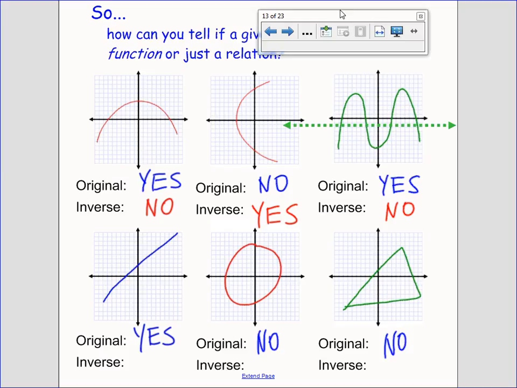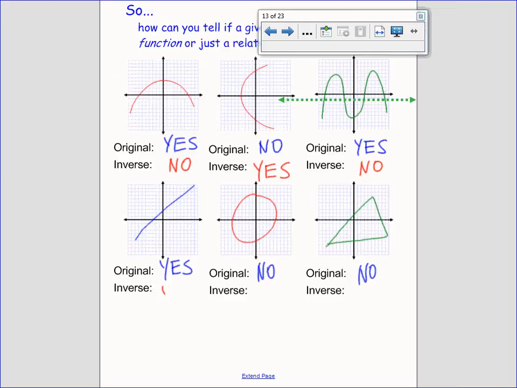Okay, what'd you guys come up with? Carson and Dakota. Yes. Keep going. Raise your hand if you had yes, no, no for is the inverse a function. Yes, no, no is correct.